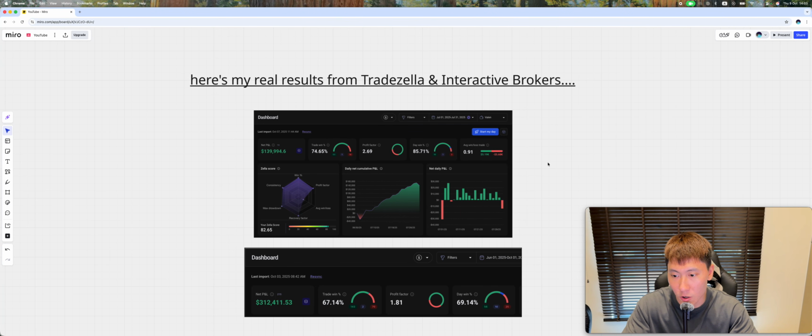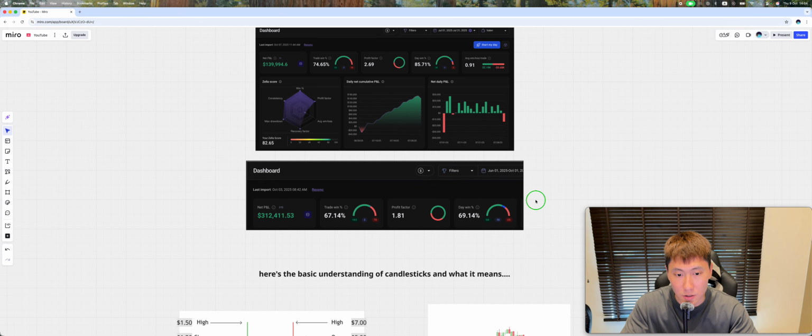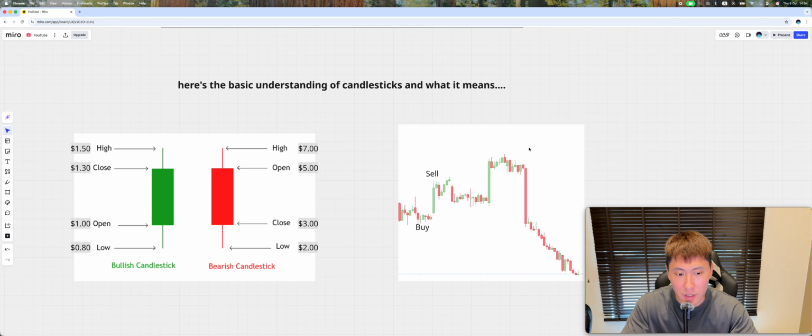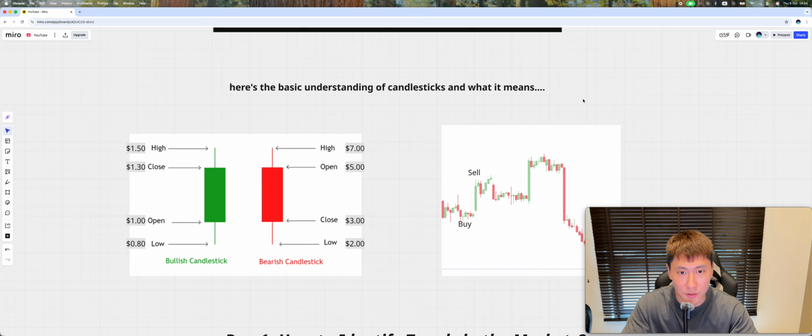So today we'll be talking about how to identify trends in the market that will make us a lot of money. Before we get started, I just want to show you a quick screenshot of my Tradezilla from Interactive Brokers. I made slightly over $140,000 from July 1st to 31st. And from the 1st of June to 30th of September, I've made over $300,000 in real money. I just want to show you that this simple strategy actually works. We want to keep things as simple as possible. That's our goal, right? So with that being said, let's talk about candlesticks.